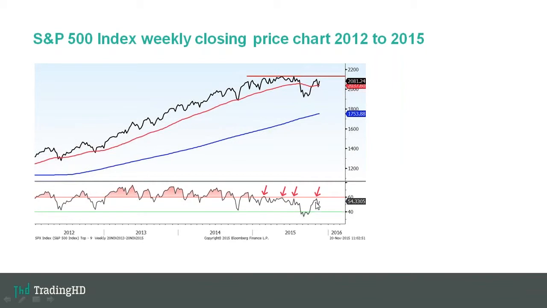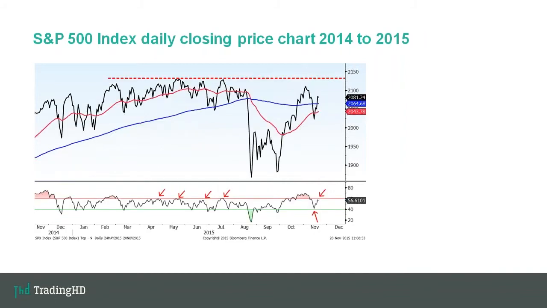And look where we are right now. We're again at a reading of just under 60, and we are failing, as far as I can see, to break to the upside. So we have a sideways market at best right now. Let's look at the next slide. This is the daily price. So we've now come from a monthly to a weekly to a daily.